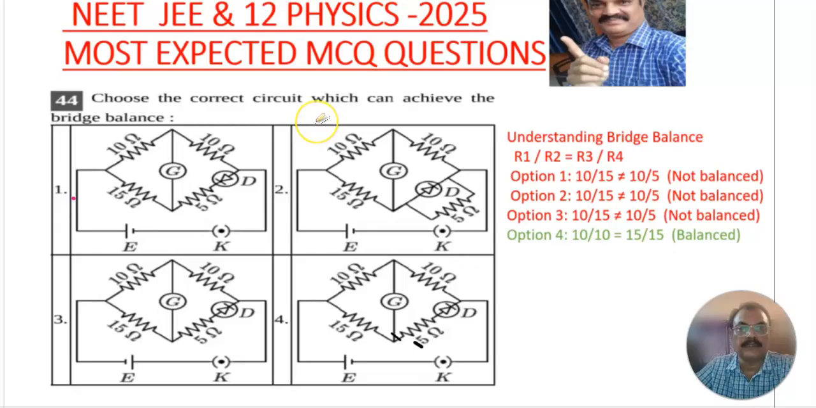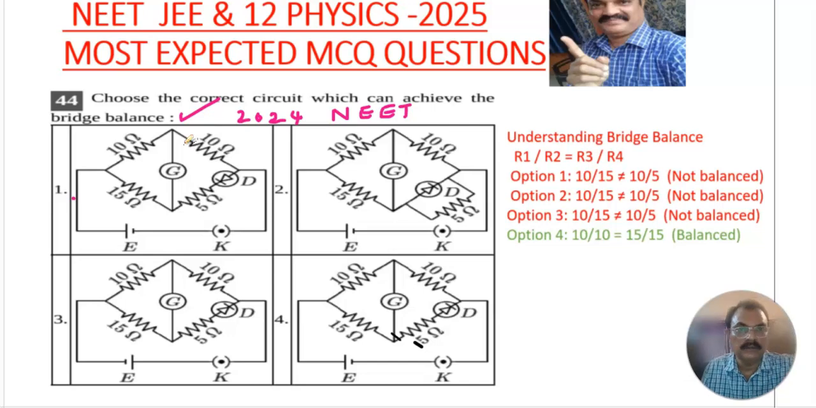Choose the correct circuit which can achieve the bridge balance. This question was asked in the 2024 NEET entrance exam, right children? And this is once again a most important question. It may come again in 2025 also.